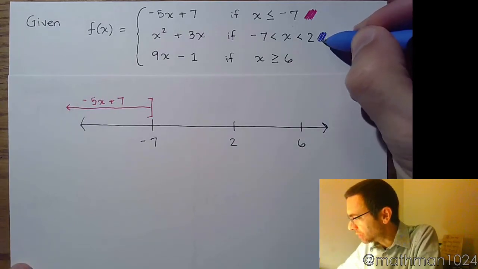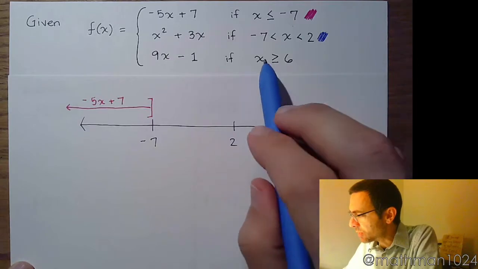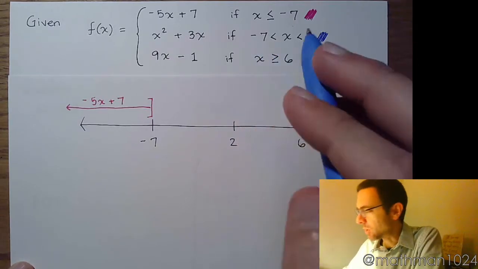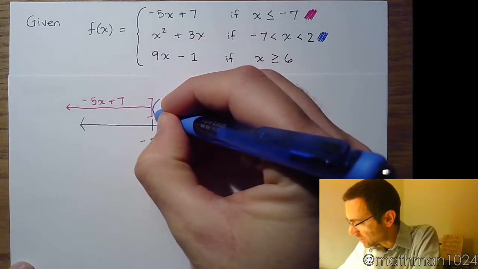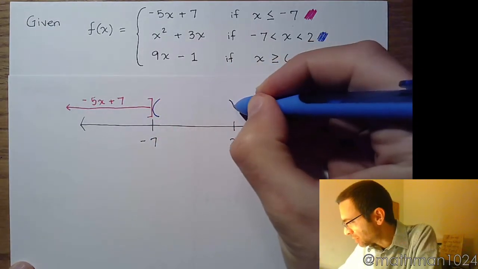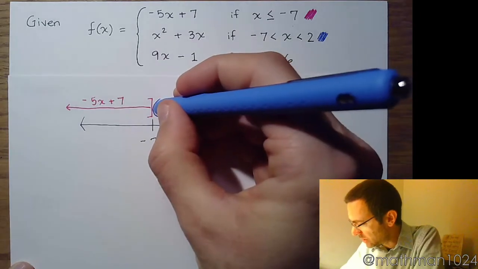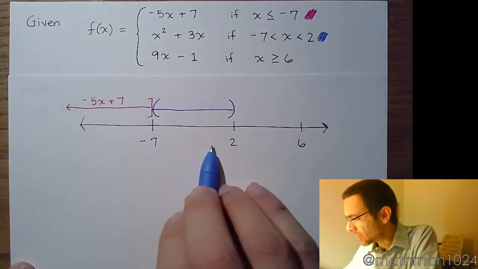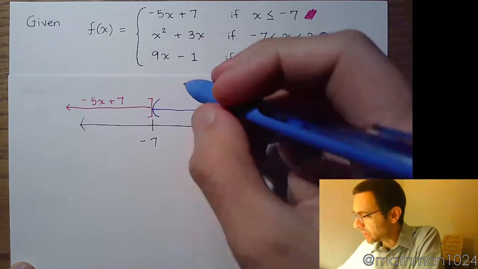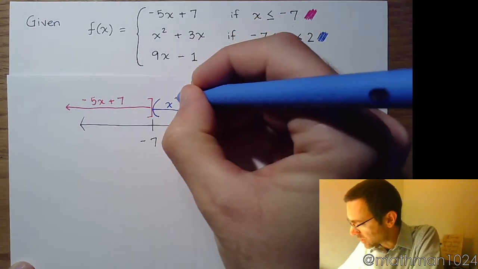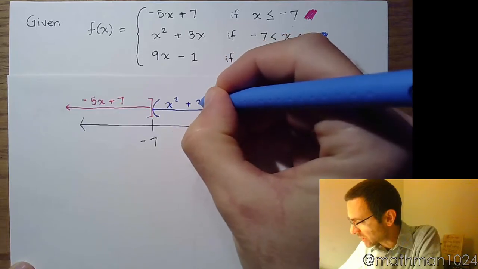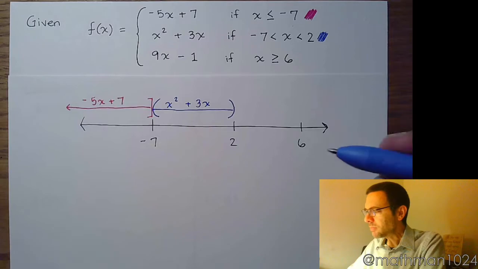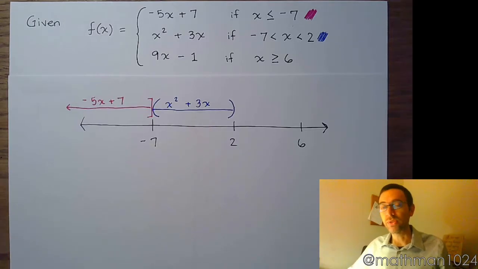And then I'm going to use blue for this one here in the middle. So this is between negative 7 and 2. Notice how these guys are not being included because of the inequalities. So it's going to be parentheses from negative 7 to parentheses 2. So any number that falls in this region of the number line will get plugged into the expression x squared plus 3x.